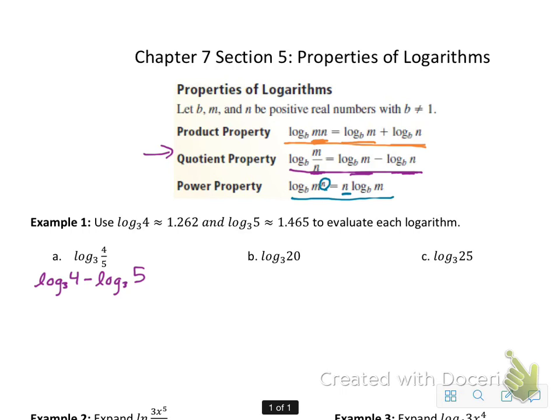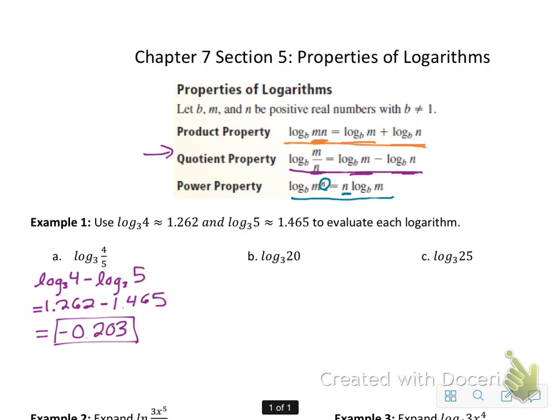Now we know what log base 3 of 4 is. According to our instructions, it's 1.262. And we also know that log base 3 of 5 is 1.465. Well, when you subtract those, you get negative 0.203, and that's the answer. And if you typed it into your calculator, you'd get something similar, right? It is an estimated number.